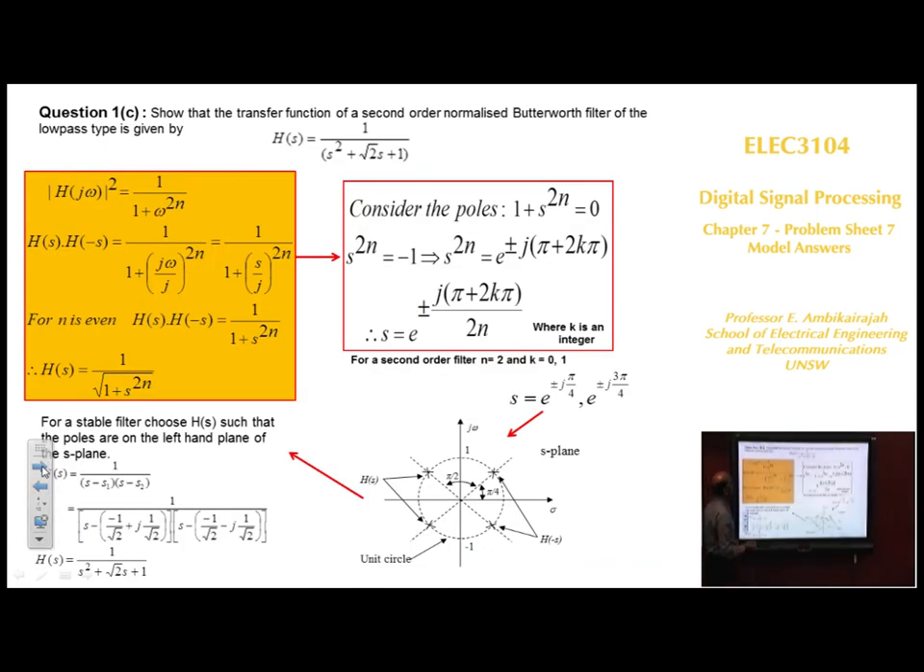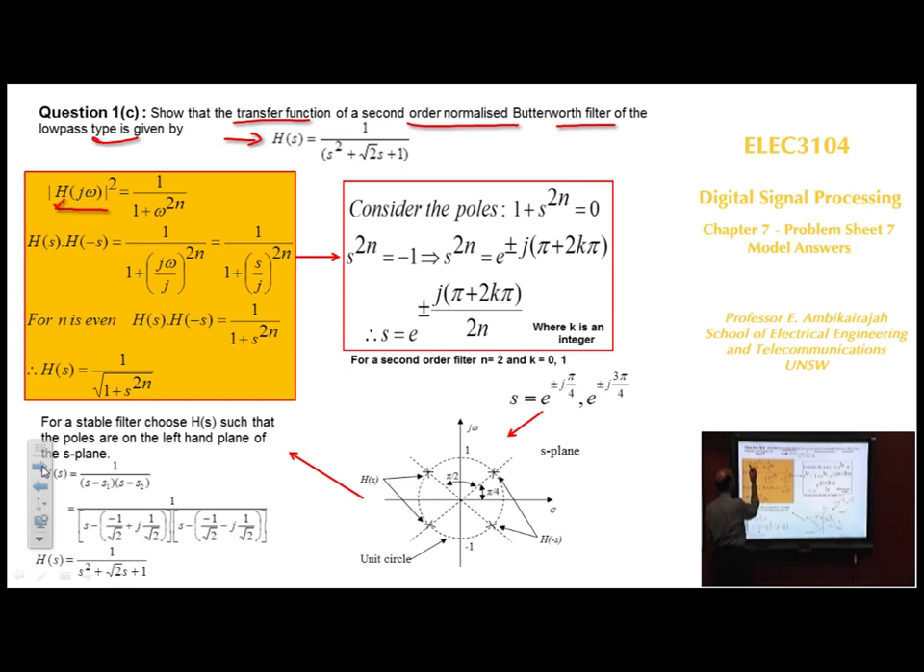And the third part of the question says, show that the transfer function of the second order normalized Butterworth filter is this one. So you're going to show this is the normalized Butterworth filter, second order filter. So we start with the original Butterworth equation, which is in the notes. That's what the Butterworth equation is.